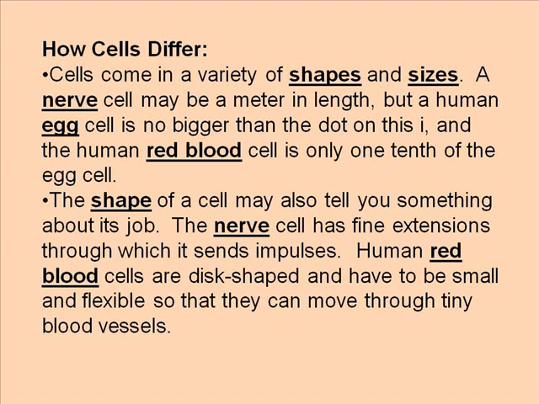So you might have a nerve cell that might be an entire meter in length. But the human egg cell is no bigger than the dot on the I in your note taker. And the human red blood cell is even smaller than that. If you take that dot on the I and you cut it into 10 equal parts, one of those tiny little parts is about the size of a blood cell. So these sizes play a role in what the function of that cell actually is.